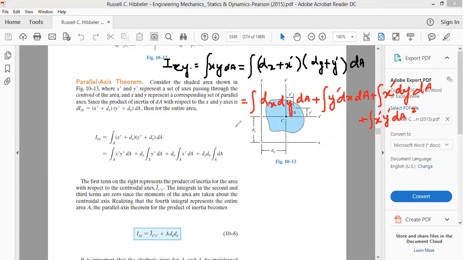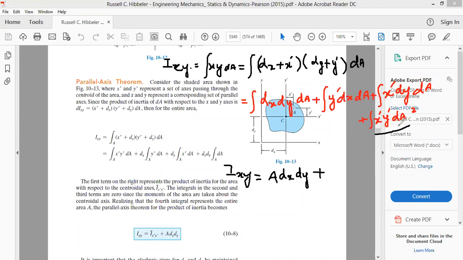That means we can further simplify this. This was our product of inertia. We are calculating the product of inertia about the xy system. That is equal to, dx and dy are constant, they will come out of the integration. Then we have integral dA, that is the total area. So it is A multiplied by dx into dy, plus let me use this term, integral x prime y prime dA.